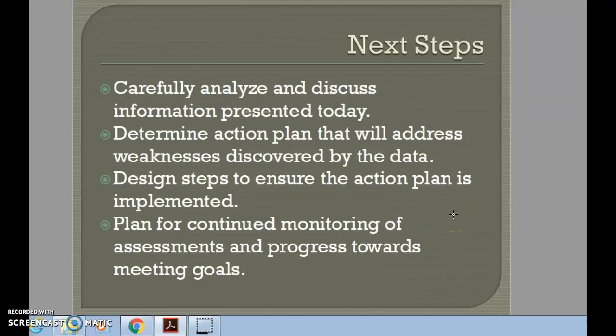Some next steps that we should take following our data overview would be to carefully analyze and discuss the information presented today, to determine an action plan that will address weaknesses discovered by the data, to design steps to ensure that the action plan is implemented, and to plan for continued monitoring of assessments and progress towards meeting these goals.